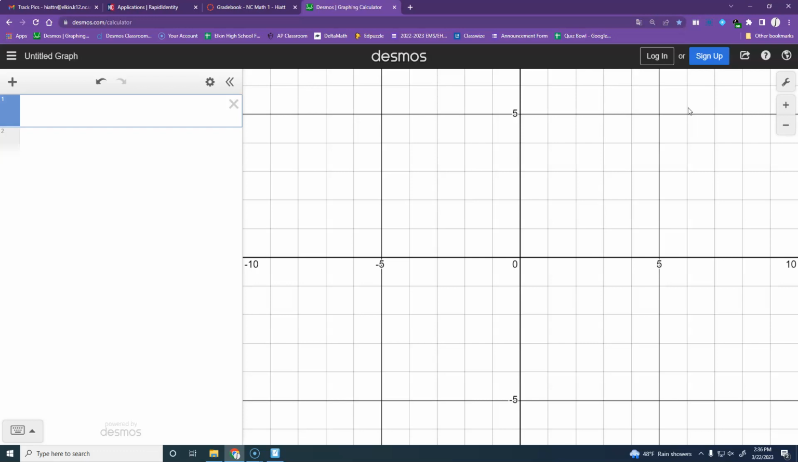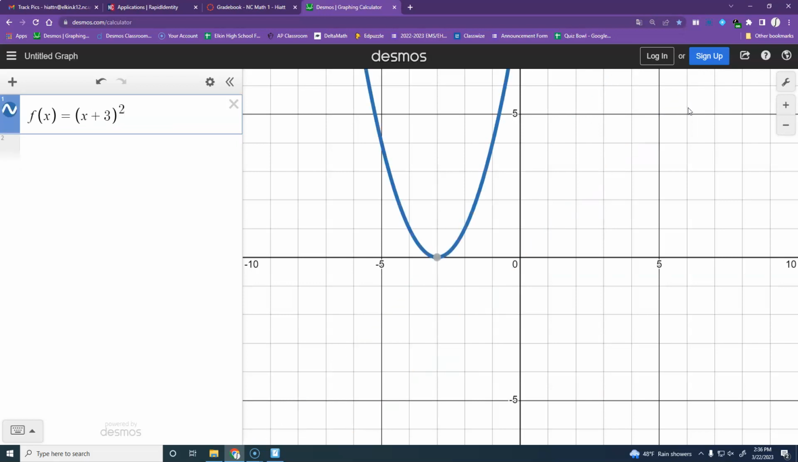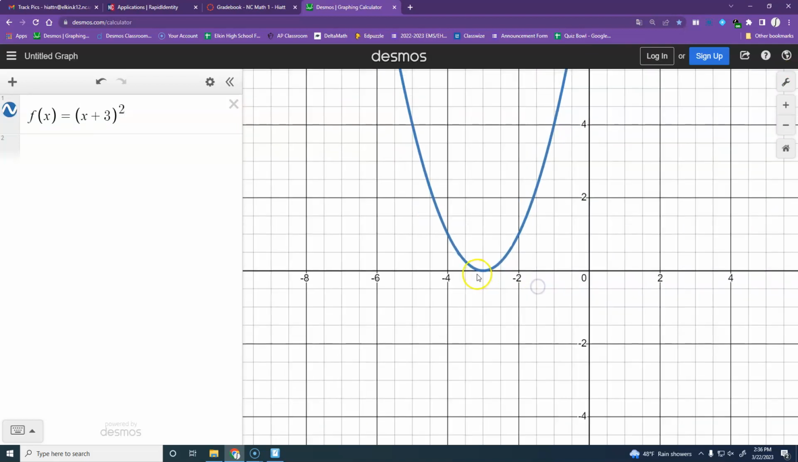But it is possible for you to have parabolas that don't have 2 x-intercepts. I want you to see these. If I have something like x plus 3 squared, you may see some of these. Okay? Right here is my x-axis. How many times do I hit that x-axis? Just 1. You may see some of these.